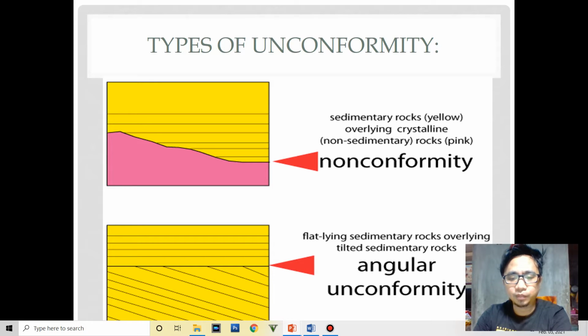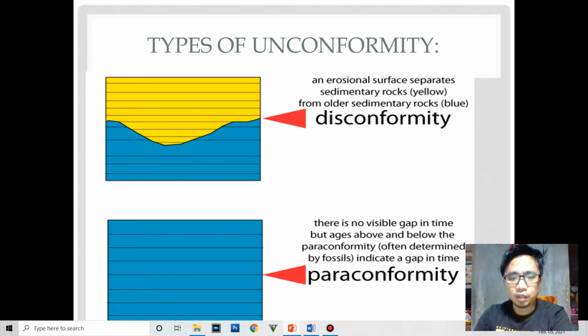And then we also have the angular unconformity. So we have flat-lying sedimentary rocks overlying tilted sedimentary rocks. The tilted sedimentary rocks are the result of geological phenomena that were discussed before, like faults. They were subjected to faults or some type of movement because of plate tectonics. And then we also have the disconformity. This is a phenomenon wherein an erosional surface separates sedimentary rocks from older sedimentary rocks. Both layers are sedimentary rocks, only that the older one will tend to settle at a certain location, especially on the lower portion of the layer.